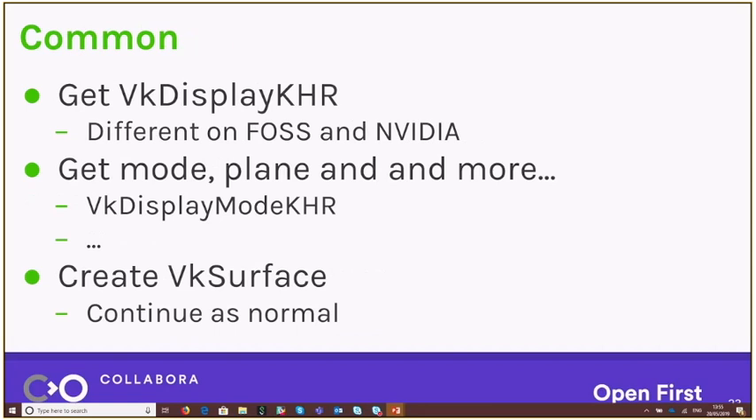So what we usually do is get a VkDisplay, the common thing between them. You get it somehow, which is different between the two. Then you search through all of the modes, planes, and more stuff that needs to go in, like surface formats and all the little details. You create a surface, and then you continue to use it like you normally would in a normal application.